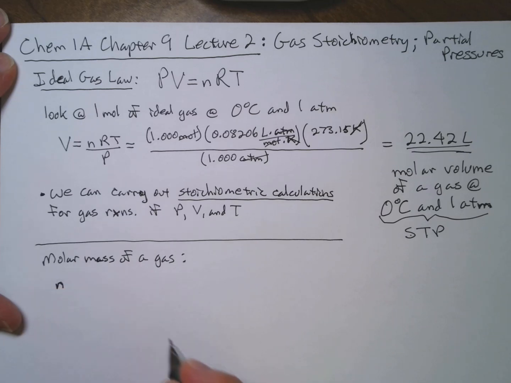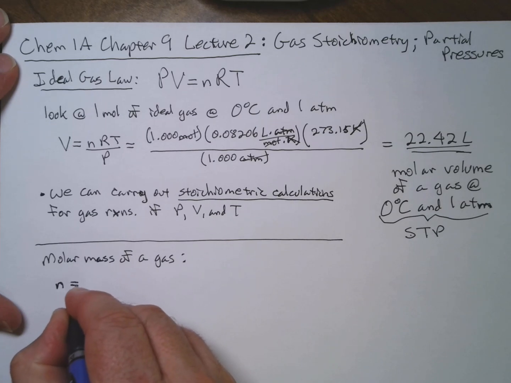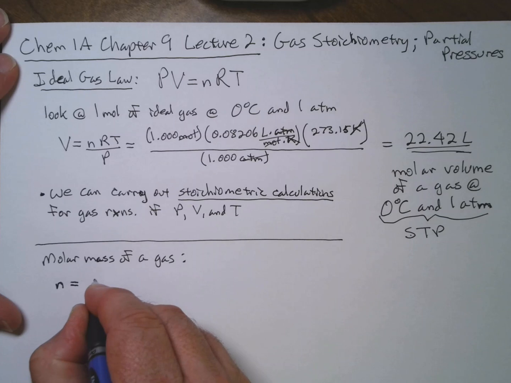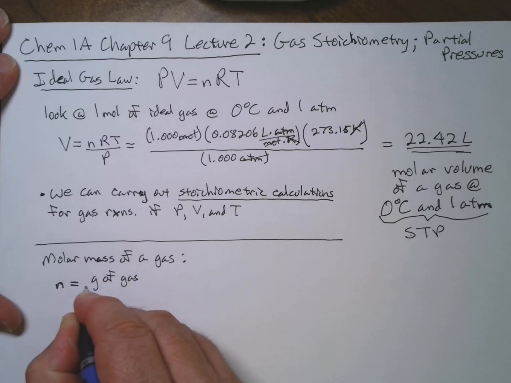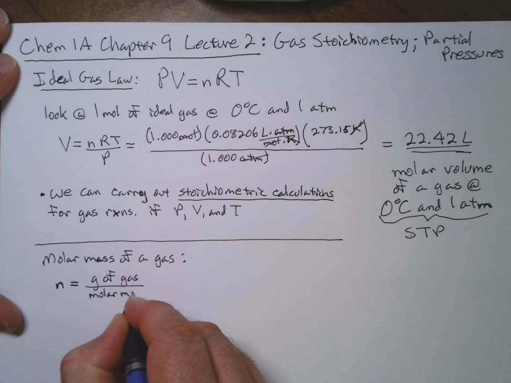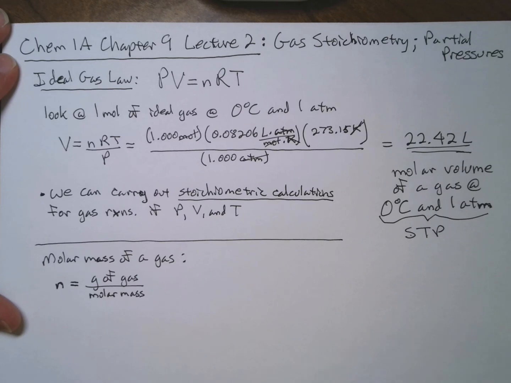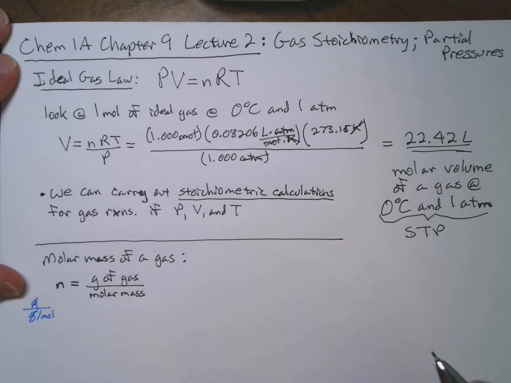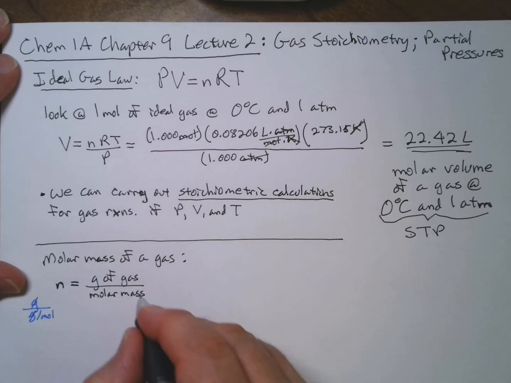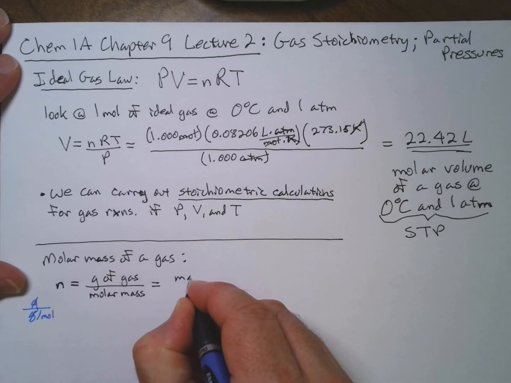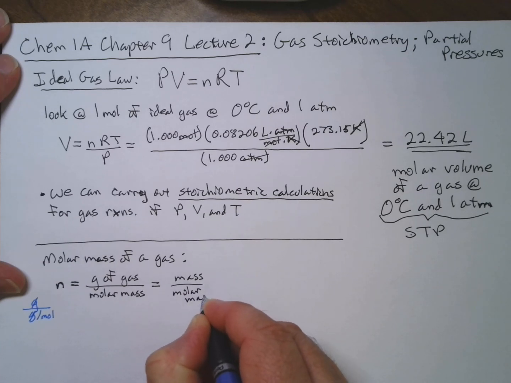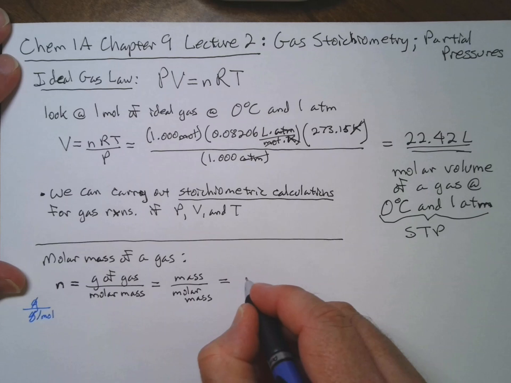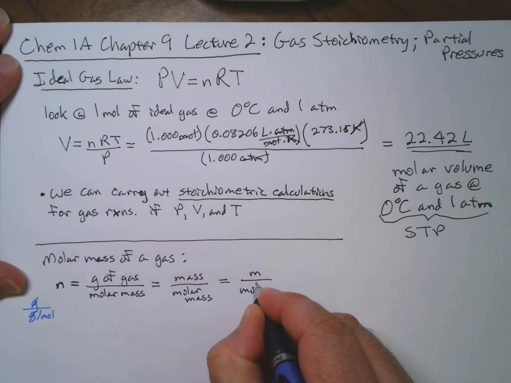So n is going to be my number of moles, which is actually going to equal my grams of gas divided by the molar mass. Let's think about it. We have grams divided by grams per mole. So my grams cancel. My moles, because I'm dividing by it in the denominator, ends up in the numerator. So I have moles. So this is going to be mass over molar mass. So we'll just call it m over molar mass.